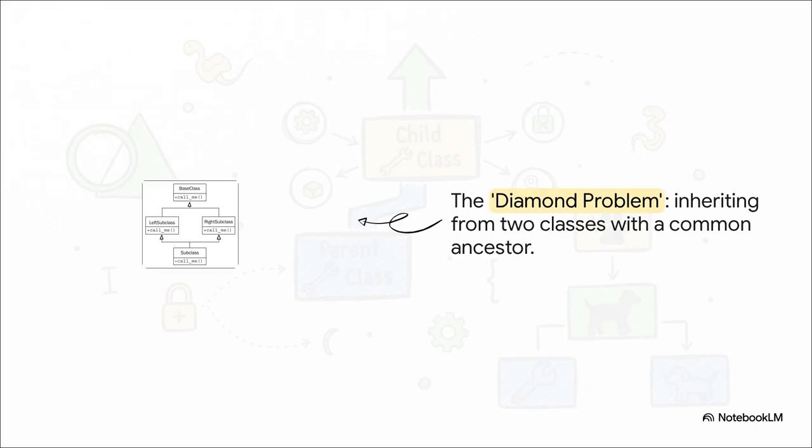You've got your subclass at the bottom. It inherits from two parents, left subclass and right subclass. But uh-oh, both of them inherit from the same grandparent, base class. Now, can you see the issue? If your subclass calls both its parents, it might accidentally call the base class method twice, and that can lead to some really weird bugs.